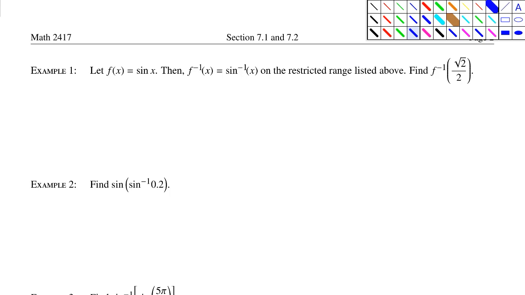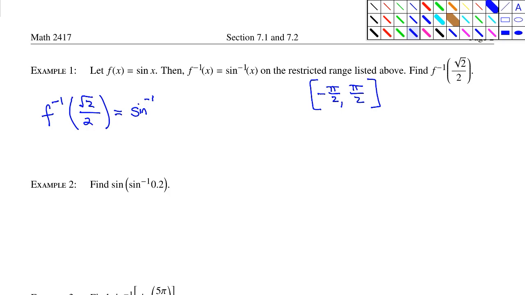So example 1: let f of x equal sine of x, then f inverse of x is equal to the inverse sine of x on the restricted range listed above, which is from negative pi over 2 to pi over 2 from the graph on the previous page. And then it says find f inverse of root 2 over 2. So what this is asking for is the inverse sine of root 2 over 2.